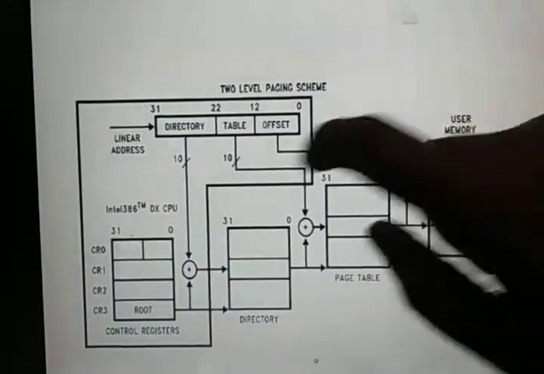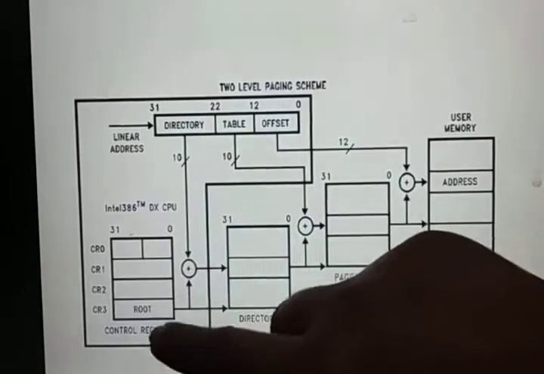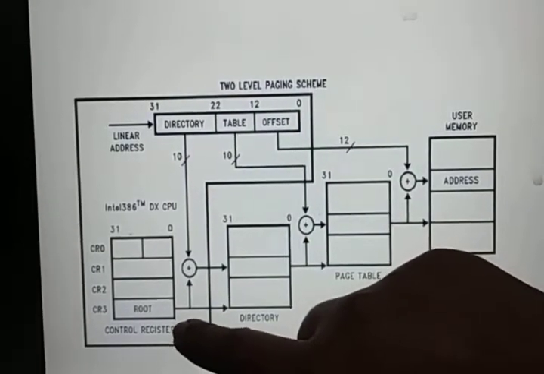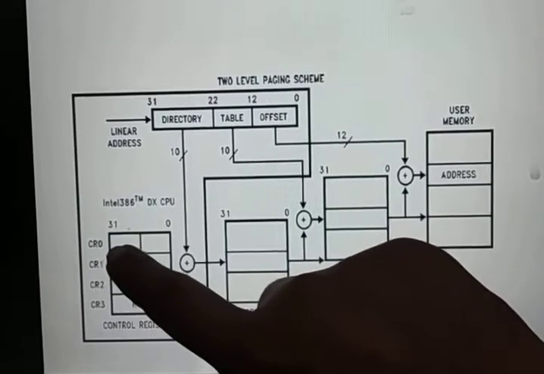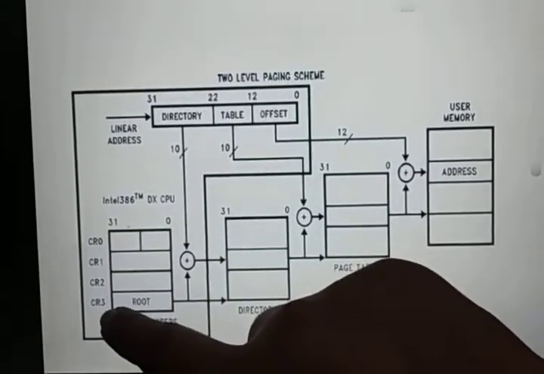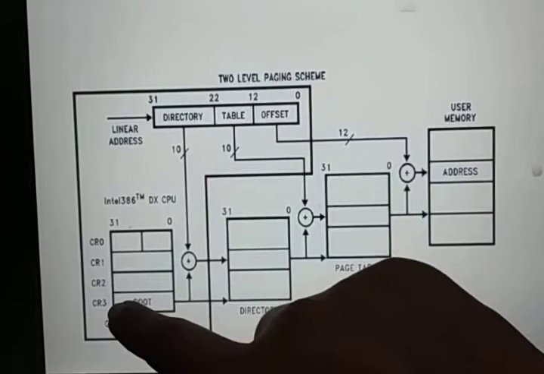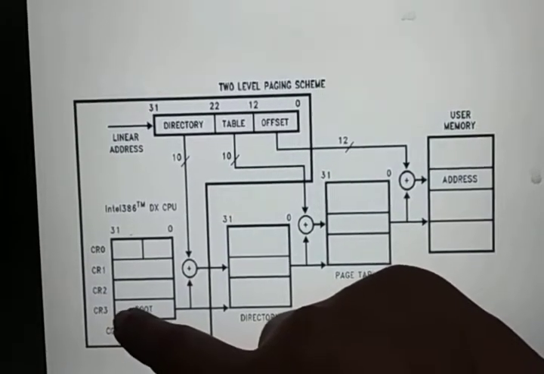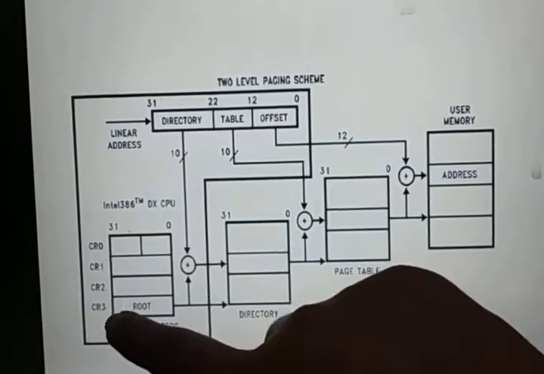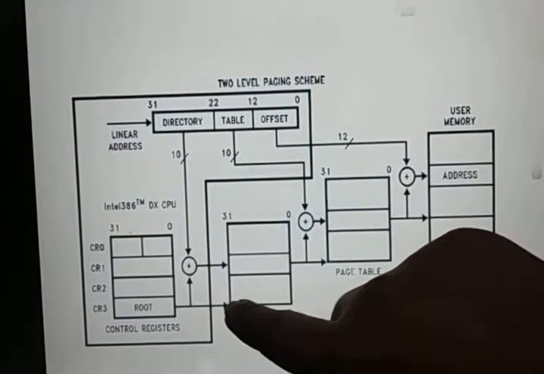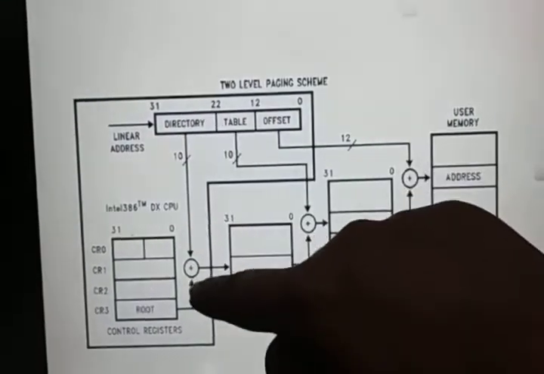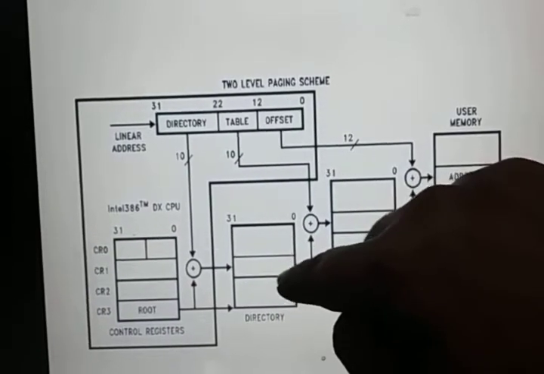your page frame table. So the control registers, we have 4 control registers in the 80386: control register 0, 1, 2 and 3. The control register 3, CR3, is the page directory base address register. It means the CR3 register provides the base address of the directory table. When we combine this base address with the offset value, then you find the particular directory.